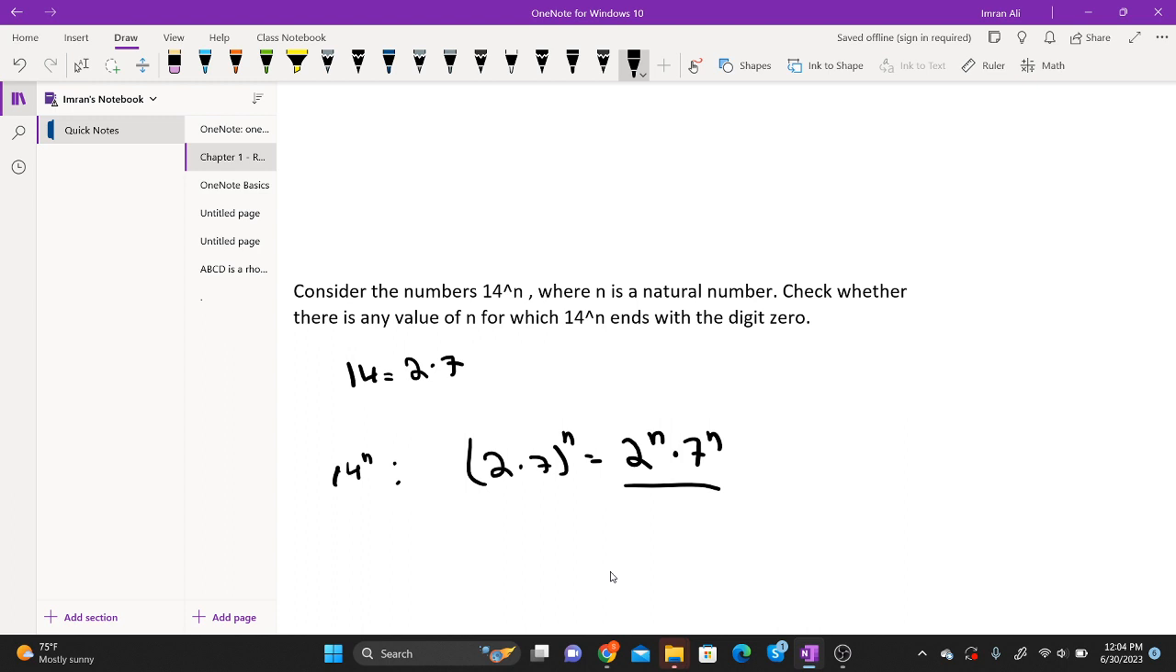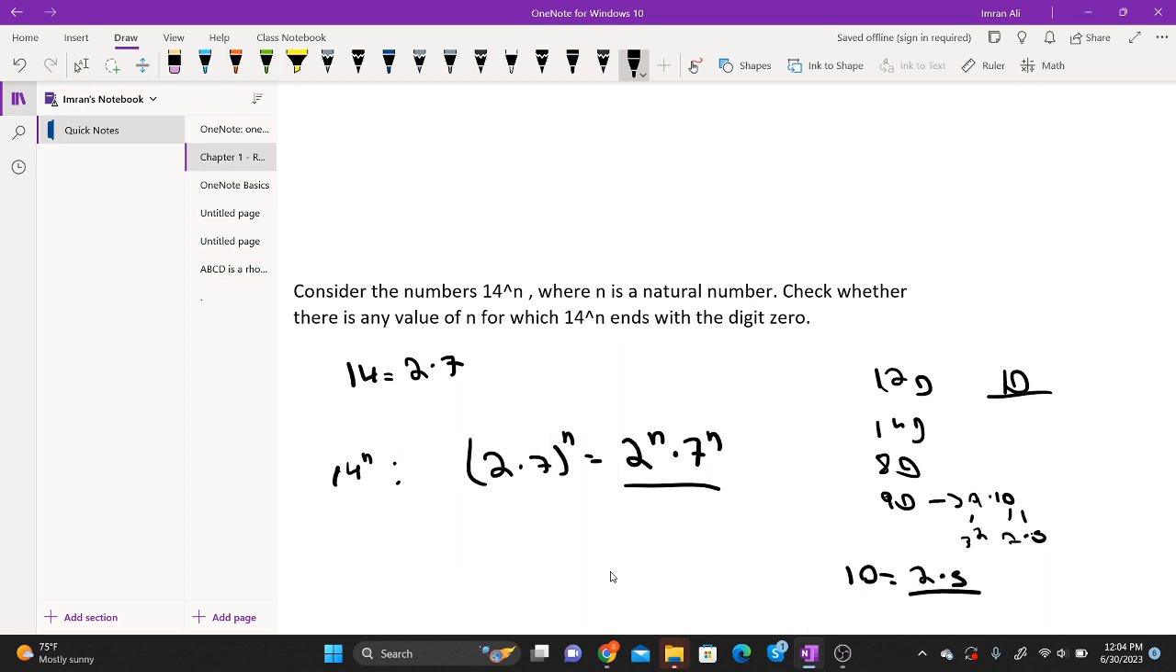Now check if there's any value of n for which 14 to the n ends with 0. If you look at the characteristics of a number that ends in the digit 0, like 10, you can see that all of them are multiples of 10. And if it's a multiple of 10, that means in its prime factorization, it has to have a 2 and a 5. Like 90 is 9 times 10. 9 is 3 squared, and 10 is always going to be 2 times 5. The prime factorization of 10 is 2 times 5.